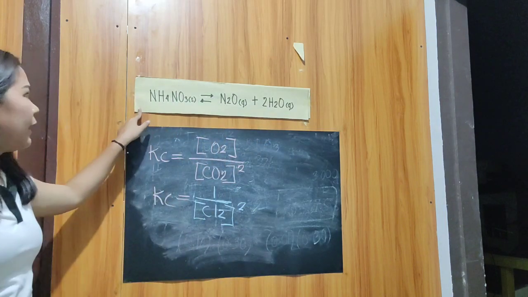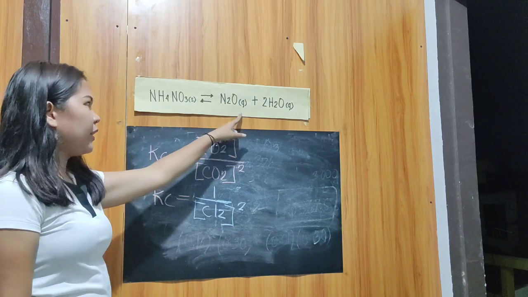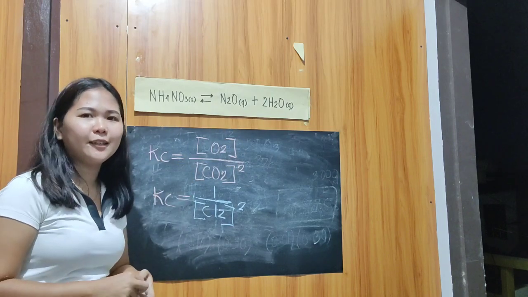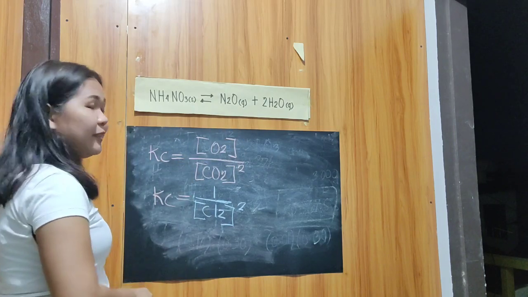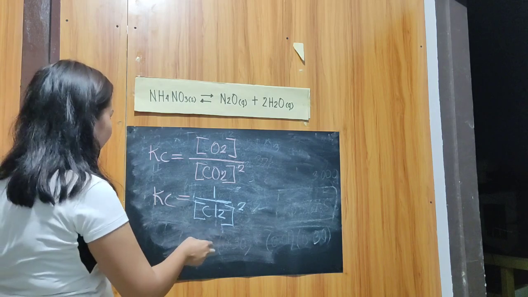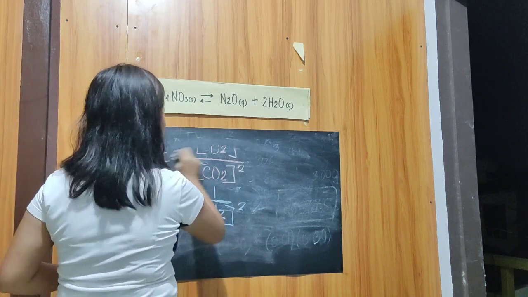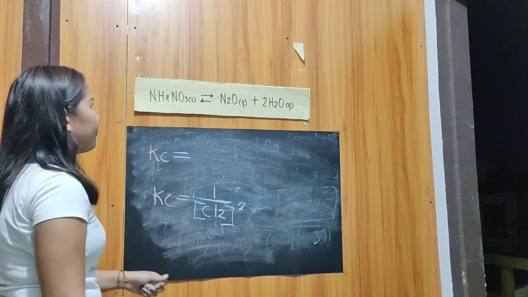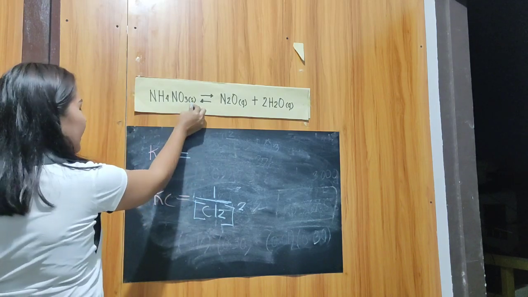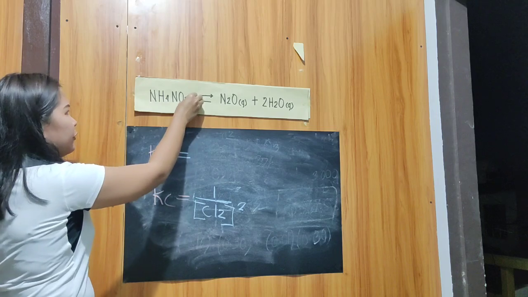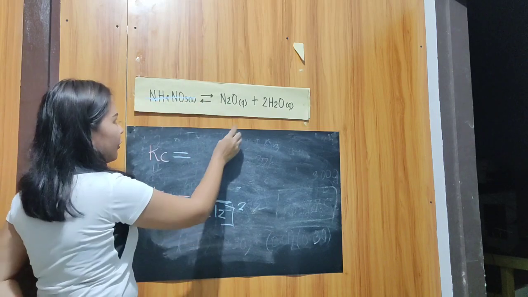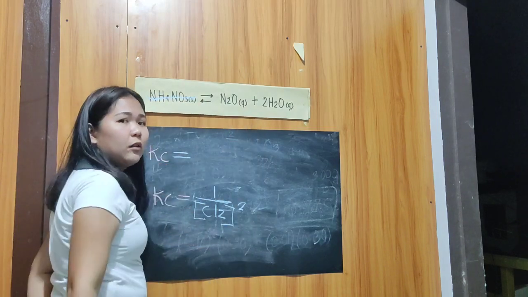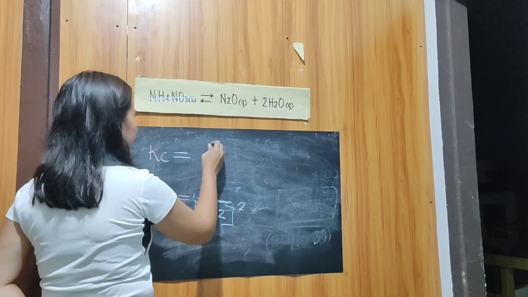So, another last question is, ma'am, what if there is only a product when writing it? Okay, so it's not a problem. So, observe. We have gas and solid, which we never include, so cross out. So, all that is left is the product.